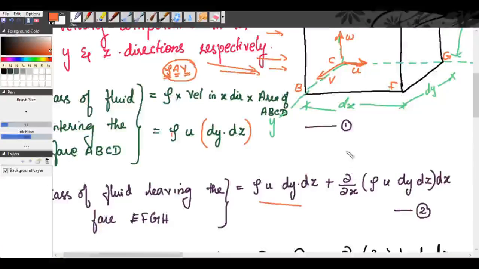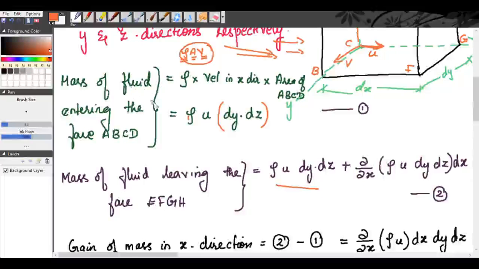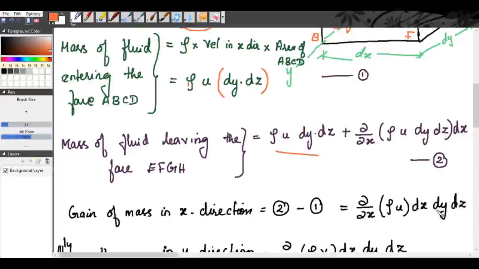Now we will take the mass of the fluid entering the phase as equation number 1, and the mass of the fluid leaving the phase EFGH as equation number 2. So if this is the case, there is a gain in mass. How much mass is gained?